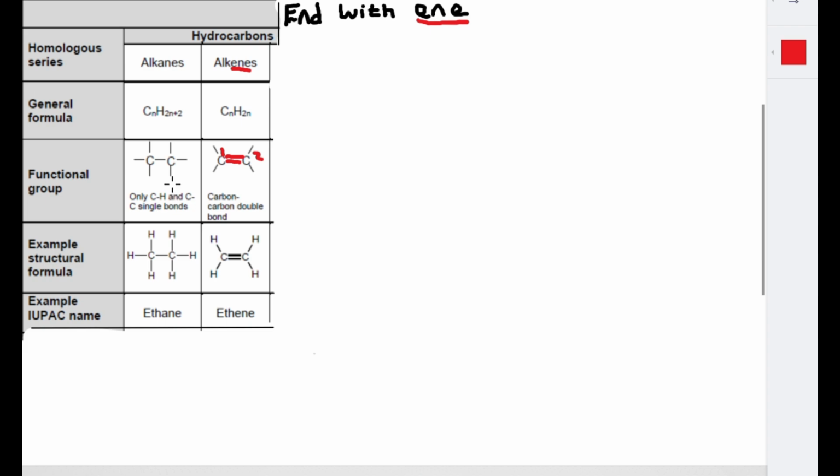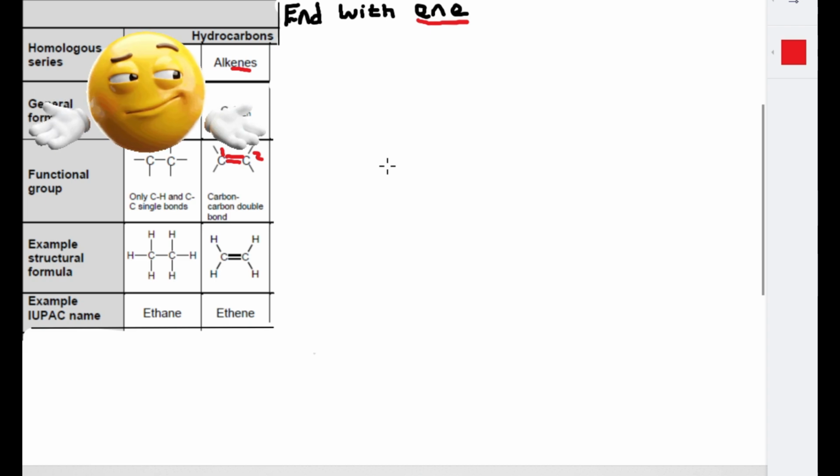But what is the superpower for the alkanes? We know that the alkanes, we see them by having the single bond. But what is the superpower for the alkenes? Remember, how do you see an alkene? Their power is the double bond. That's how you see your alkenes.